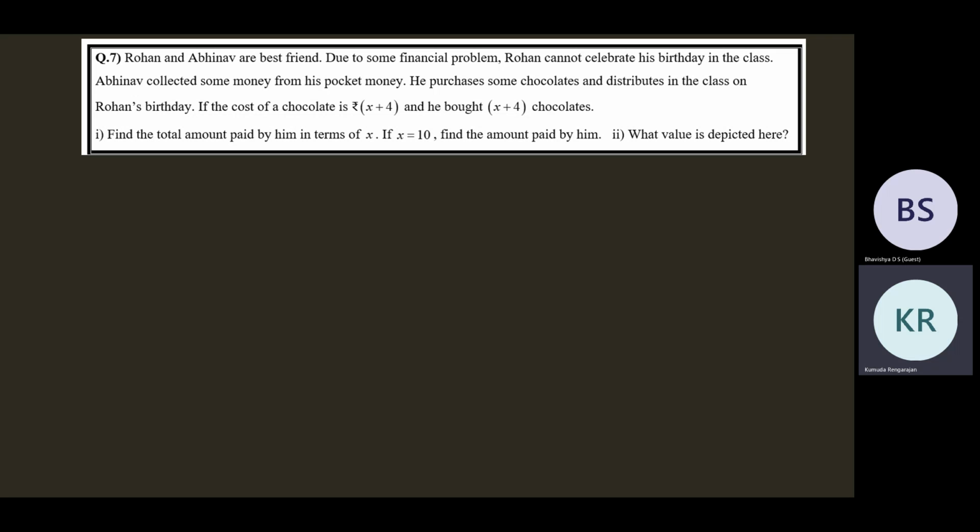Okay. So, find the total amount paid by him in terms of X. Total amount paid is X plus 4 into X plus 4, correct? And when X is 10, you have got 196. Yeah, your answer looks right.